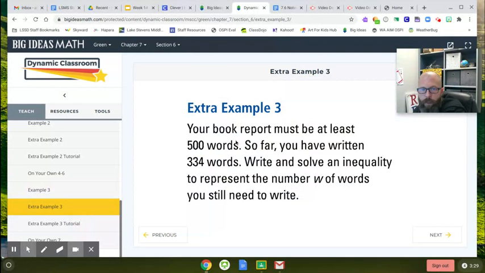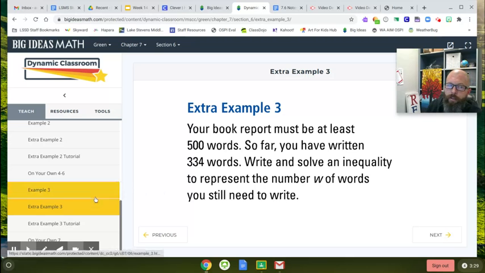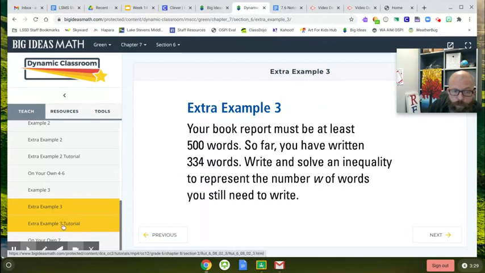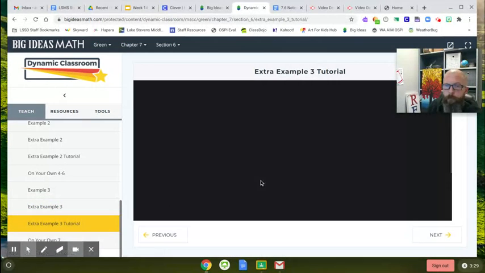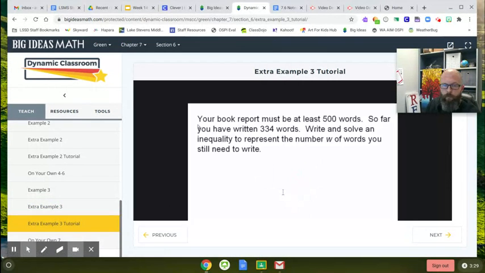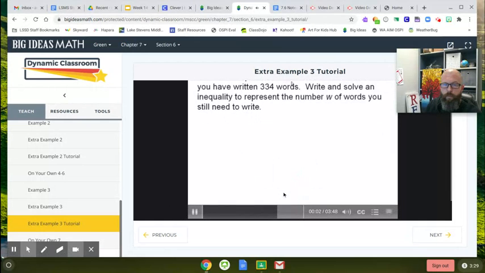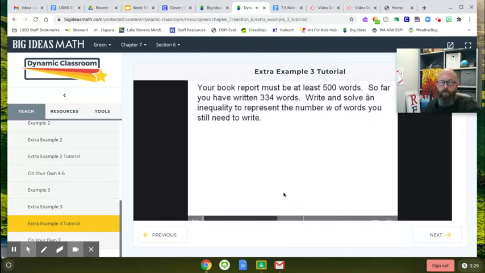Your book report must be at least 500 words. So far you have written 334 words. Write and solve an inequality to represent the number W of words you still need to write. So at least 500. That means it could be 500. Could it be 499? Could it be 501?